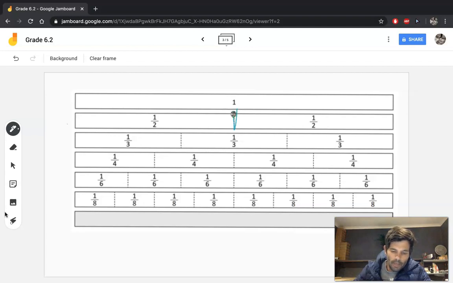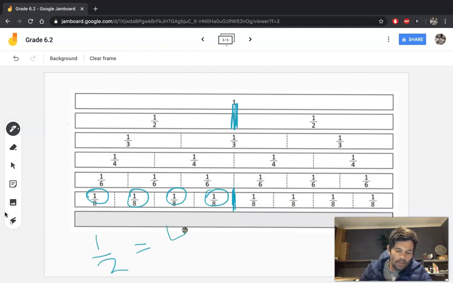Here my eighths are over here. So I need to count 1, 2, 3, 4. So I know that 1/2 is equal to 4/8. Now if I look at that rule I showed you, I have to multiply by 4, and here I also multiply by 4.